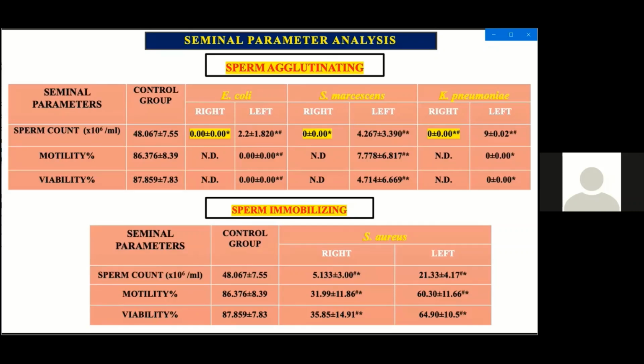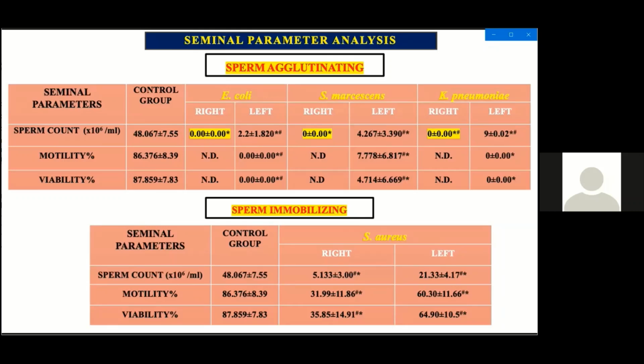In case of E. coli, the count was 2.2 million. In case of Serratia marcescens, the count was 4.2 million. And in case of Klebsiella pneumoniae, the count was 9 million. As far as the motility is concerned, it was found that in the control group, 86% of sperms were motile. But in case of E. coli, as there was complete azoospermia, the motility could not be determined on the right hand side. Similarly, in Serratia marcescens and Klebsiella pneumoniae also, as there was complete azoospermia, motility could not be detected.